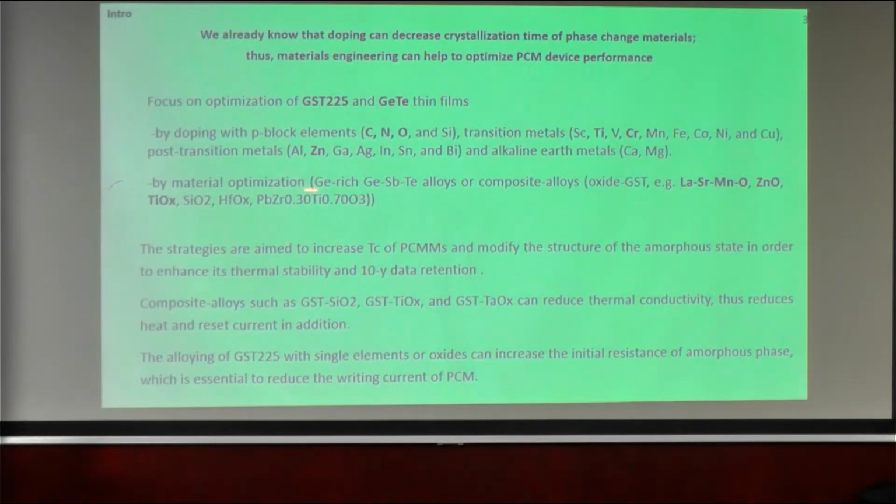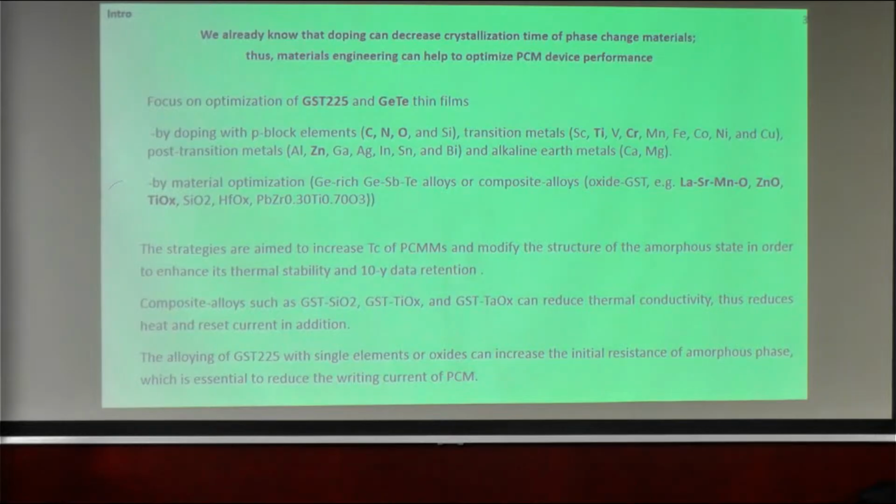Also, you can make material optimization by creating so-called germanium-rich GST alloys, or you can make a composite like oxide GST. For example, I will consider zinc oxide, titanium oxide, also silicon oxide. We know some data on this.